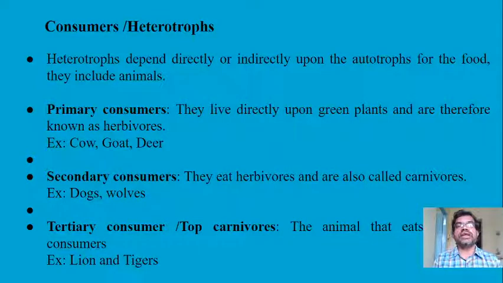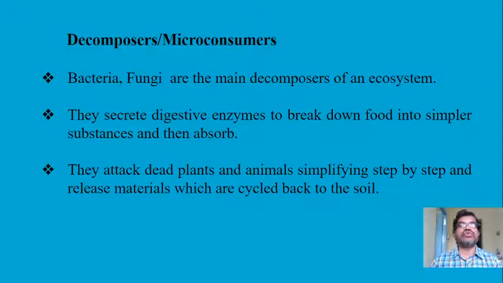Primary consumers live directly upon green plants and are referred to as herbivores, examples being cow, goat, and deer. Secondary consumers eat herbivores, and they are also called carnivores. Examples are dogs and wolves. The tertiary consumers are animals that eat the secondary consumers. So in this way, starting from the plants, it goes up to the level of a tertiary consumer, and energy is transferred unidirectionally from one group of organisms to another group of organisms.